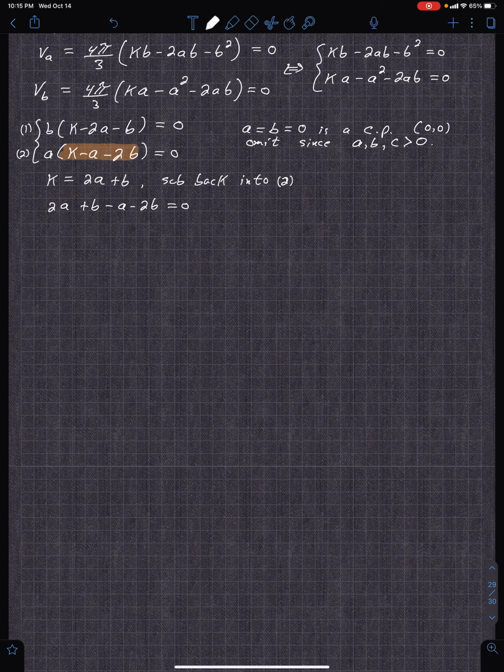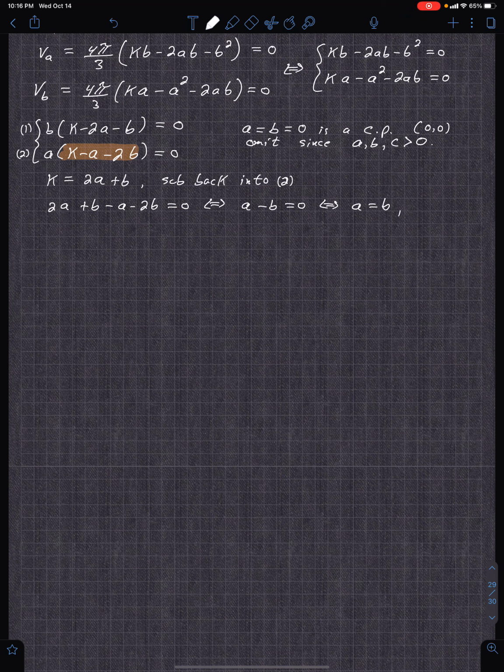And then we can simplify that a bit. And we get a minus b equal to 0. Okay, well that's equivalent to just a equals b. All right, so basically you're getting a equals b. That means you can substitute and find out what k is in terms of a and b.